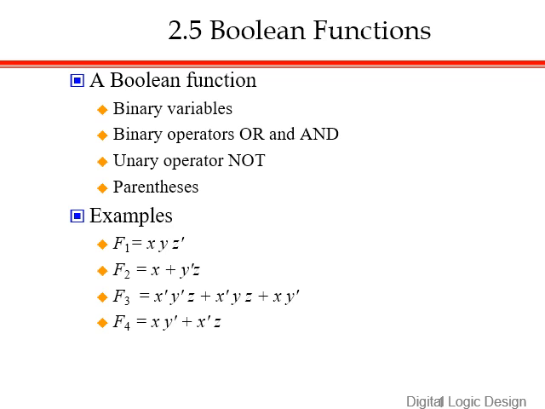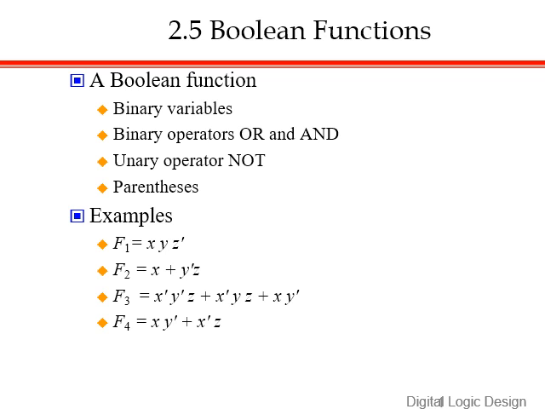The last function f4 is x y prime plus x prime z. Irrespective of the value of z in the first term x y prime, the value of z can be anything, 0 or 1, but the value of x should be 1 and y should be equal to 0. Similarly, in the second term, the value of x should be 0 and z should be 1. The value of y can be anything, 0 or 1. In this case, the value of f4 will be equal to 1.